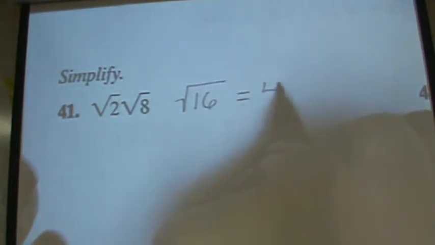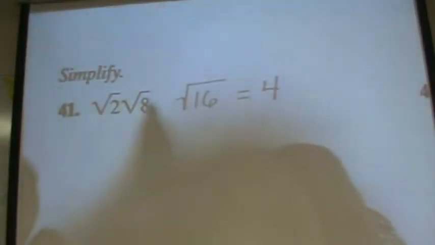Next. Now we're going to talk about multiplying. When you are multiplying radicals, as long as the indexes are the same, you can take factors from the other radical to make your set. So for example, this one, you can look at it 2 different ways. You could say square root of 2 times the square root of 8 is the square root of 16, which is 4. That's one way to look at it.